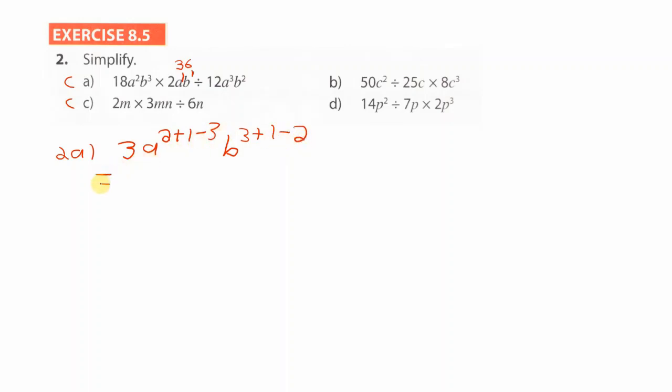And now we can simplify. So 2 plus 1 is 3. 3 minus 3 is 0. So we have a to the power 0. And now we are multiplying with b. We have 3 plus 1 is 4. 4 minus 2 is 2.